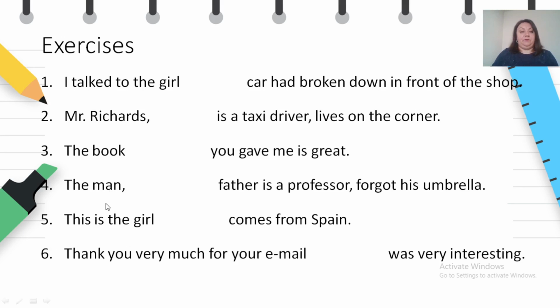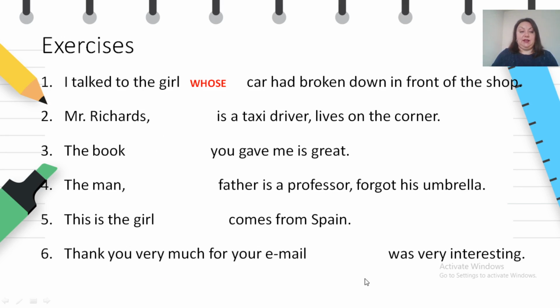Ајде да видиме. I talked to the girl. Car had broken down in front of the shop. Овдека, самиот контекст на реченицата ни кажува дека не можеме да употребиме ниедна друга односна заменка освен whose, затоа што се објаснува именката the girl во однос на собственост. Нејзината кола се расипала пред продавницата. The girl whose car had broken down in front of the shop.